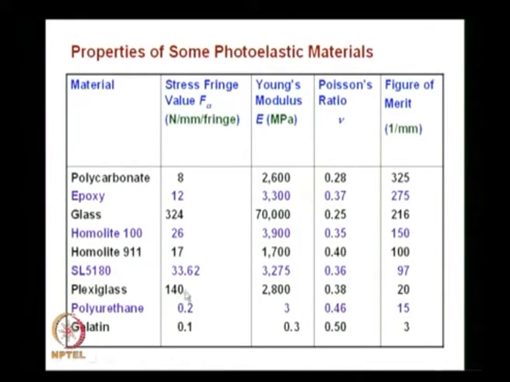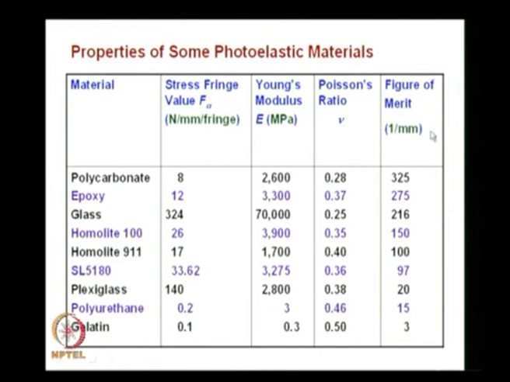it is about 140, and polyurethane, which I said that I can even apply loads with the finger, has a very low F sigma of the order of 0.2, and its Young's modulus is also very small, it is only 3 MPa, whereas for most plastics it is about 3 GPa, and glass is almost like aluminum, it is 70 GPa.